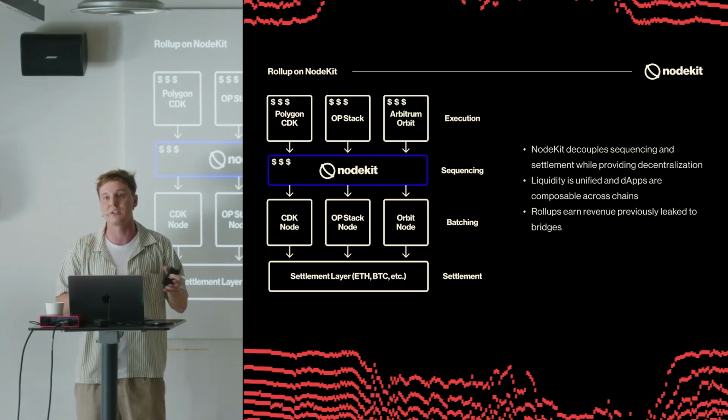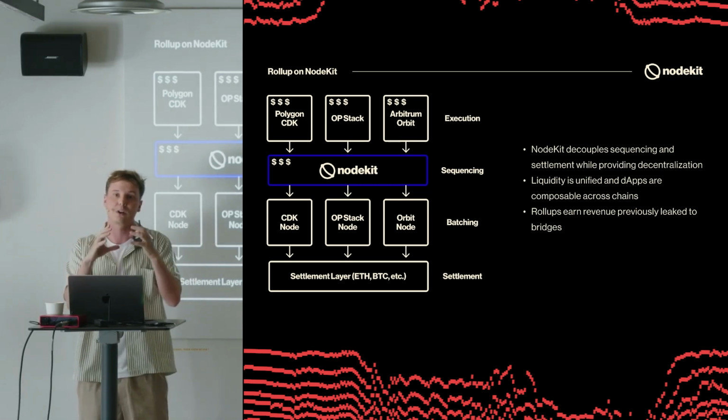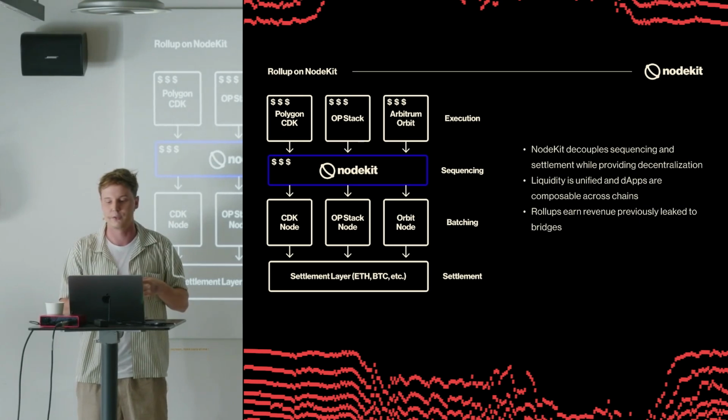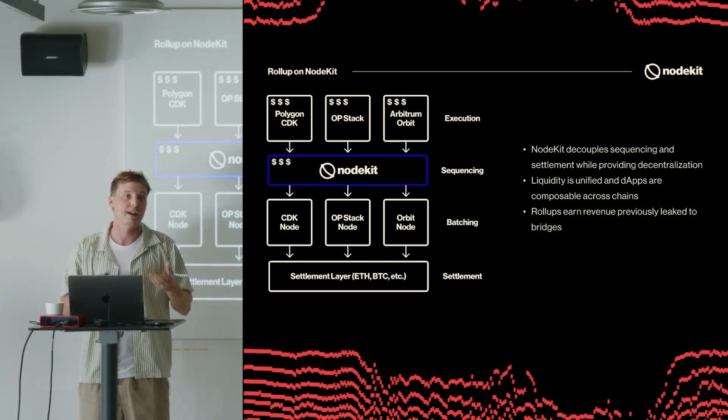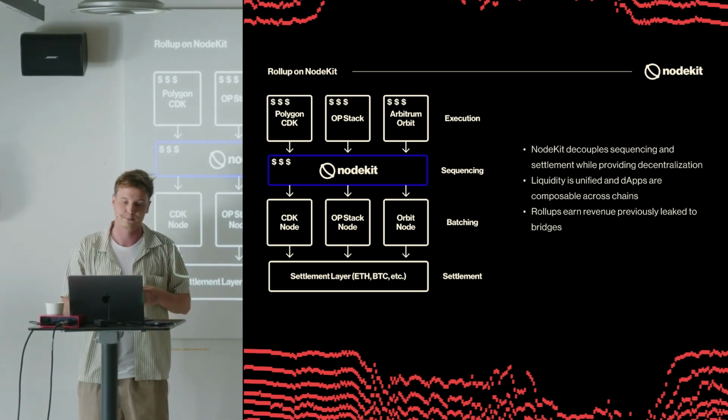So essentially what that means is that all these different rollups that are fragmented and siloed will now work as if they're a single L1. So we're restoring that composability back to Ethereum. Even better, the rollups earn revenue that was previously leaked to the bridges. So the bridges are capturing, let's say, $3 million a month in value. Now that profit that could be generated towards the rollups is restored.